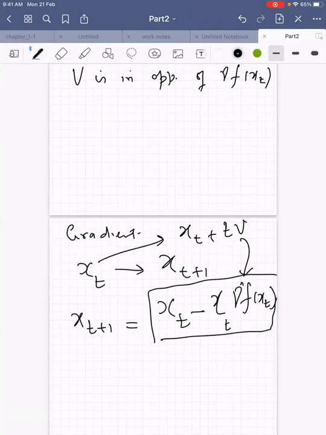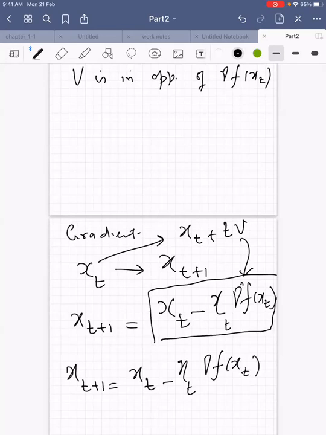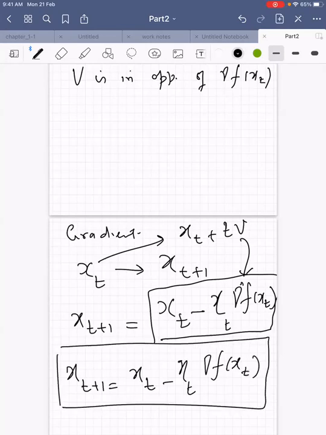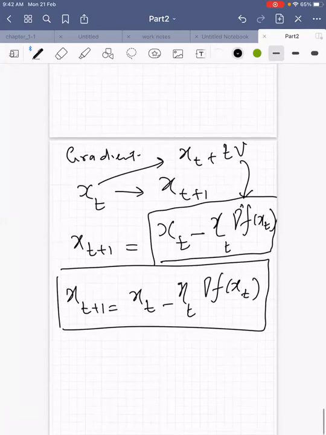What is gamma t? I have first found a direction in which I want to move, but I've not found the length of that move. So gamma t is giving me the length. So xt plus 1 is xt minus some length that I want to move times the direction in which I'm moving. That's your gradient descent. Folks, is it clear? Sir, gamma t is the scalar. Gamma t is the scalar.